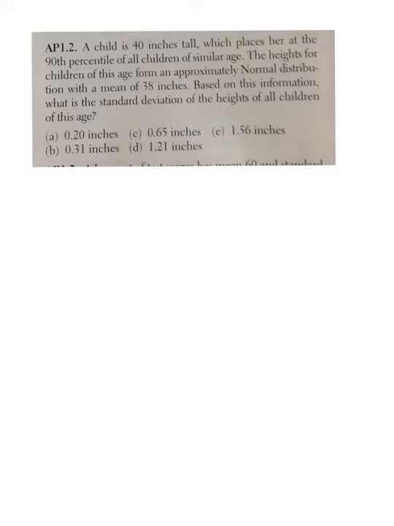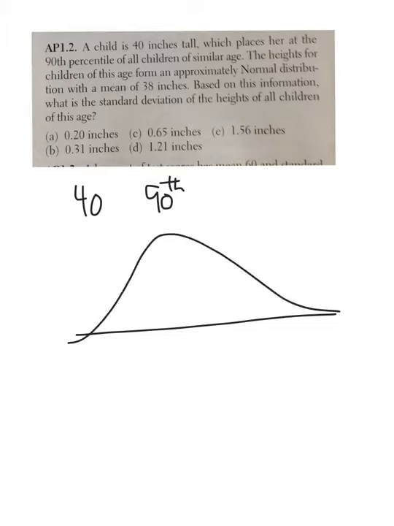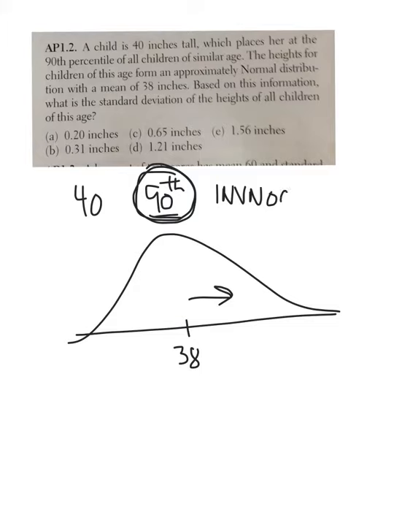Okay, number 2. Ooh, that's tricky. Here we go. 40 inches tall, right? Puts that kid at the 90th percentile. Now the middle, the average, is what, 38? So I really need to know how many standard deviations above, right, is the 90th percentile. And I do that by doing inverse norm, if you remember that. So let's see, inverse norm. Let's see what that number is. How many standard deviations is the 90th percentile?